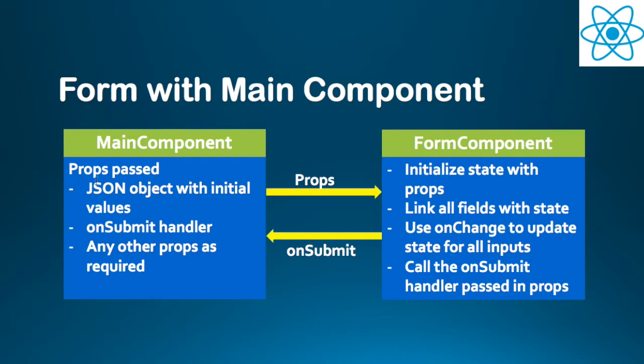What is the main component doing? It is passing props. What all props? The JSON object with initial values, the onSubmit handler, and any other props as required. And it is also implementing the handler it is passing in as onSubmit, which this form is calling on submit. So given the structure, let us go ahead and implement it.